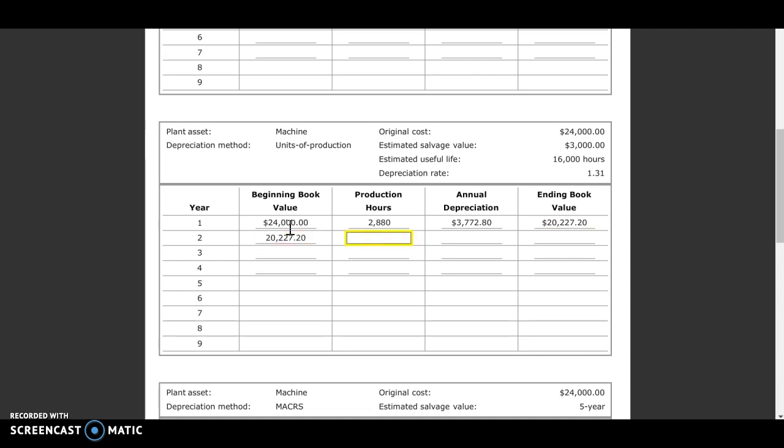Okay, production hours for year two was 3,220. Again, we'll take that number times our rate of 1.31. That gives us an annual depreciation of 4,218.20. Find our new book value. Our new book value then is 16,009.